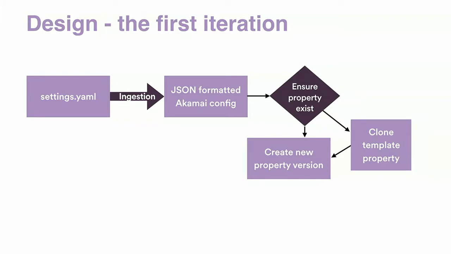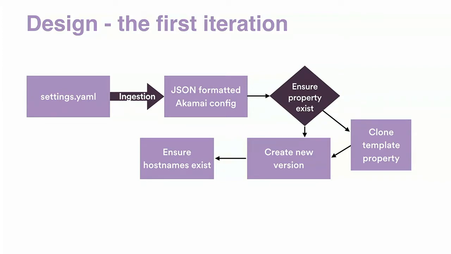So we list all the properties and we look at the property names. And if the property doesn't exist, we need to create the property by cloning our template containing our advanced metadata. And if the property already exists, we go straight to the next step, which is to create a new version of the property, because we always want to edit a new version. There we go.